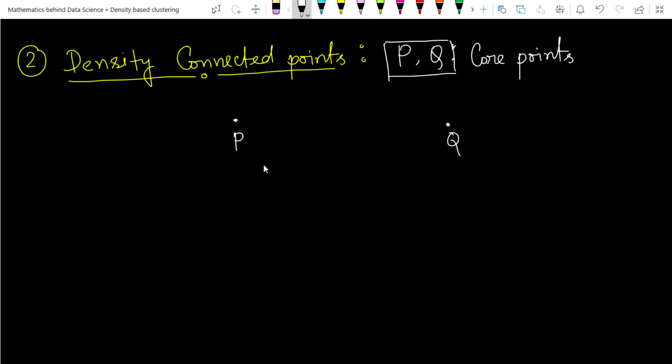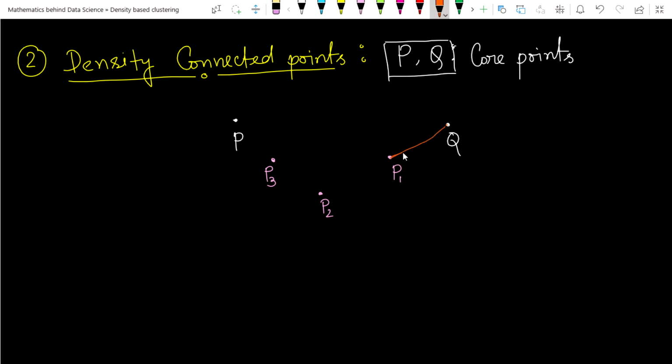Now the second thing: these points may have some other points as well. Obviously, in our data set there must be some other points. Suppose they have 1 point each, so these are the 3 points they have. Let's call these points P1, P2, and P3.